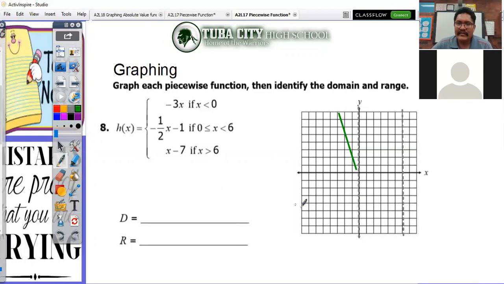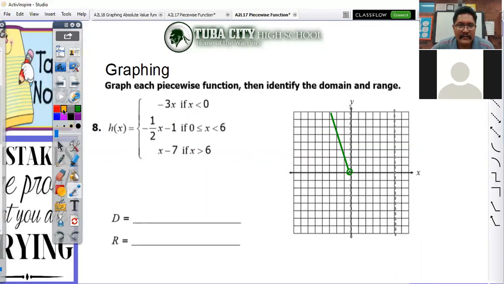As long as your graphs are in the right area. And in this case, I'm going to have an open circle. Or actually, I'm doing things a little bit differently, but that would be an open circle for that one. All right, now we've got to graph the middle segment. So this would be -1, and then follow the slope. So that's down 1/2, down 1/2, down 1/2.